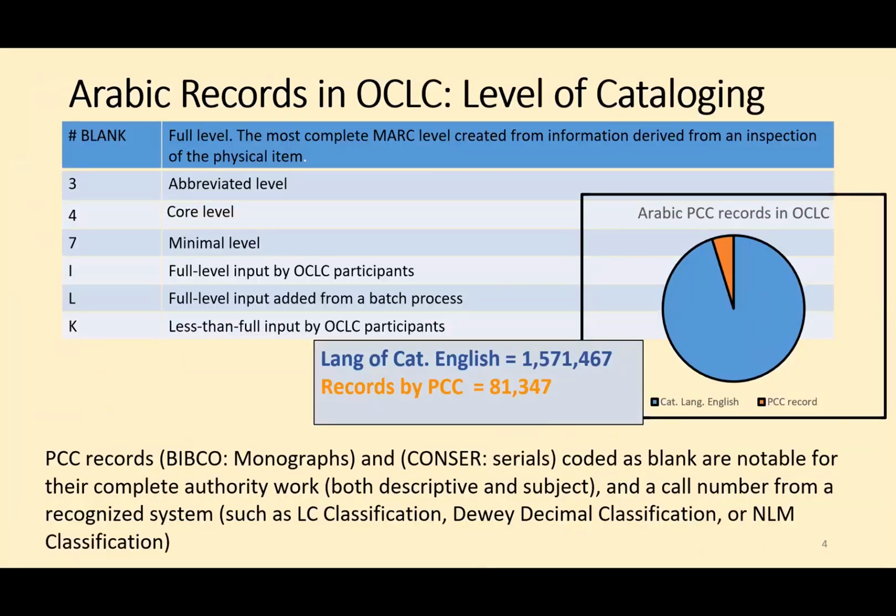Records in OCLC are encoded at different levels, ranging from minimal level to full level cataloging level. Listed on the slide are some common levels. They vary in regard to fullness and quality. The most complete records are the ones created by the PCC program, which is BIBCO for monographs and CONSER for serials. Coded as blank, they are notable for their complete authority work, both descriptive and subject, as well as the call number from a recognized system, such as the Library of Congress Classification System or DDC.